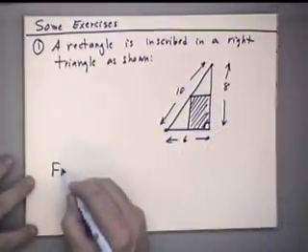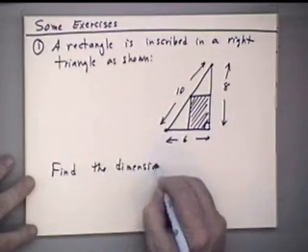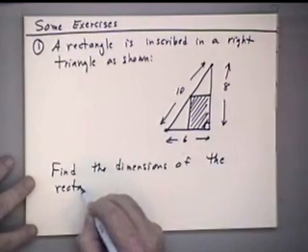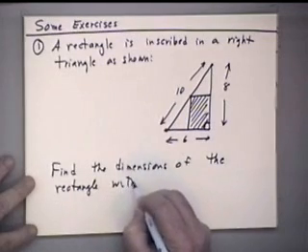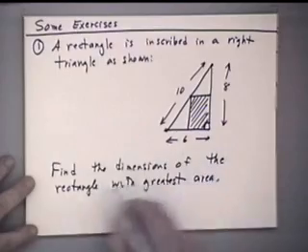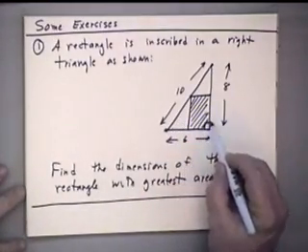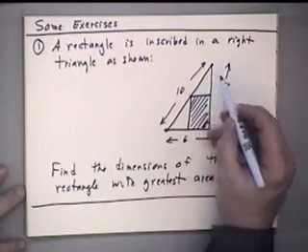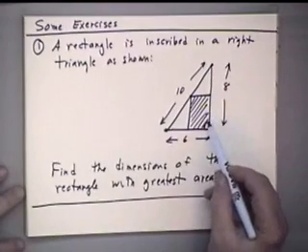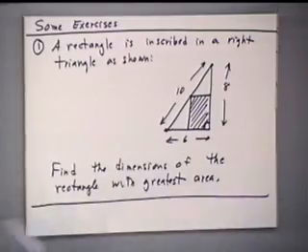Here is the question. Find the dimensions of the rectangle here with greatest area. Now you see the rectangle could be as low as down here, or it could be very, very high and thin here. There's a whole variety, an infinite number of such rectangles in this form. The question is, which one of these many has the greatest area? Now it's time for you to give that a try.